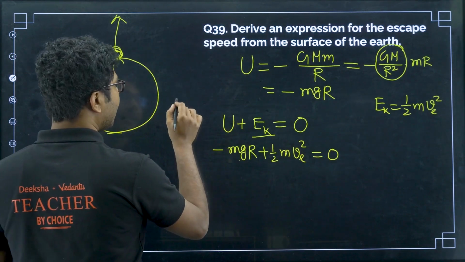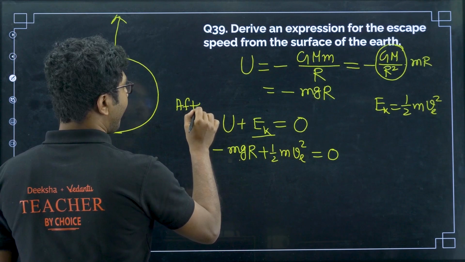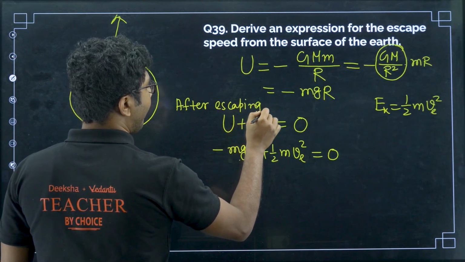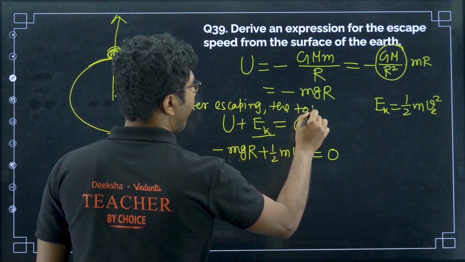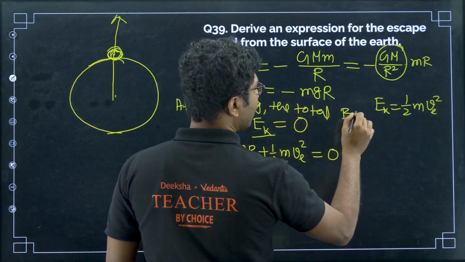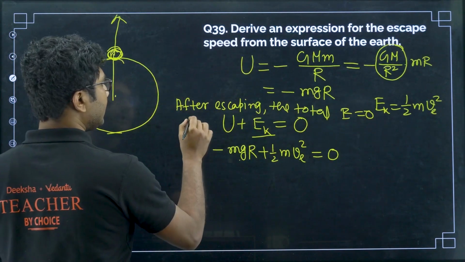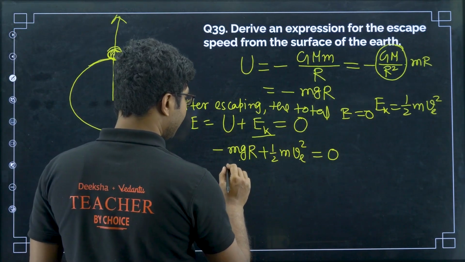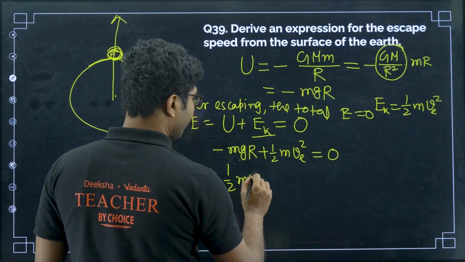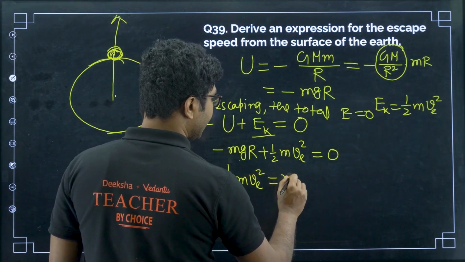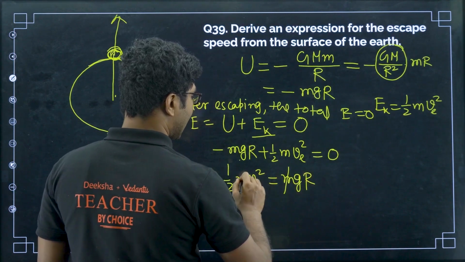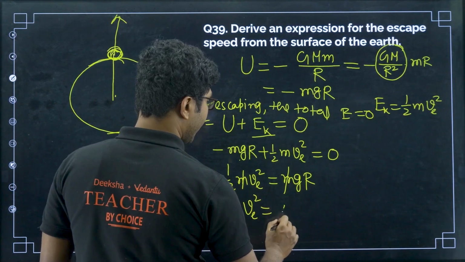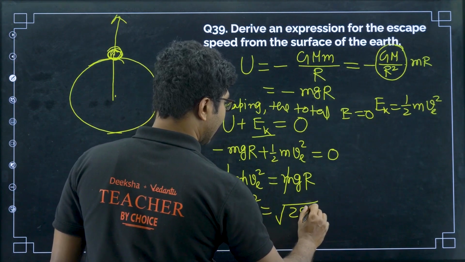So after escaping, the total energy must be equal to 0. So total energy is given by this equals to 0. Now you do the simplification, half m v e square equals to mgr, m cancels. So v e square is equal to 2gr.